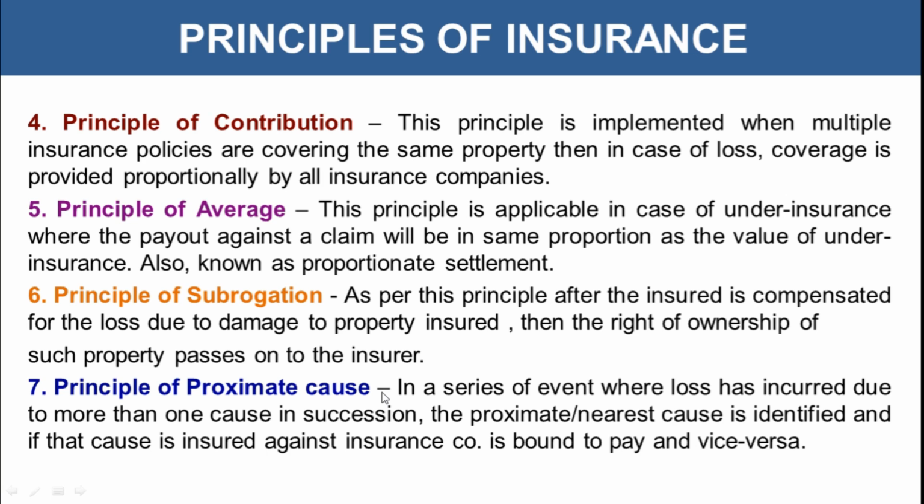Then last is the principle of proximate cause. In a series of events where loss has been incurred due to more than one cause in succession, the proximate or nearest cause is identified, and if that cause is insured against, the insurance company is bound to pay, and vice versa. So many times when you are incurring a loss, it's not due to a single particular cause, there may be many causes due to which a particular damage occurred. In that case, the insurance company would try to find out the nearest cause, the main cause because of which the damage happened, and if that cause is insured as per the terms and conditions, then the coverage amount would be provided. But if that cause is not insured according to the policy, then the insurance company won't be bound to pay you.